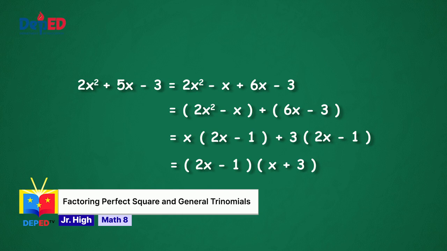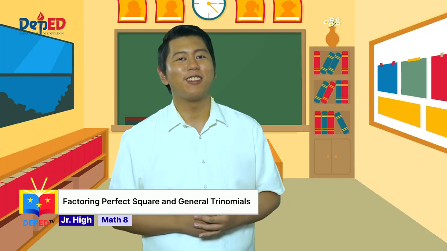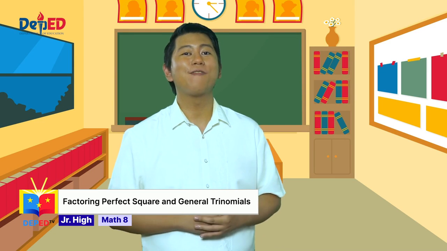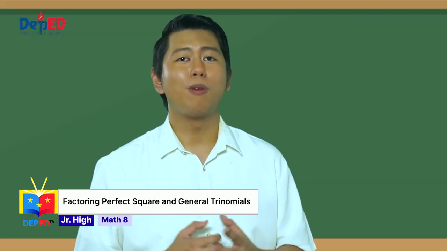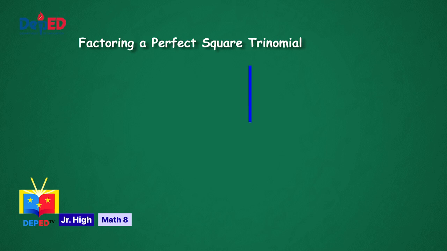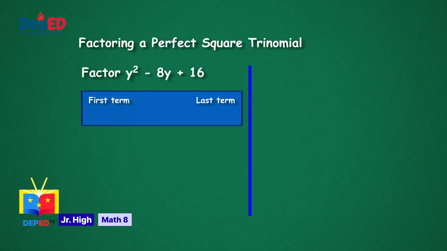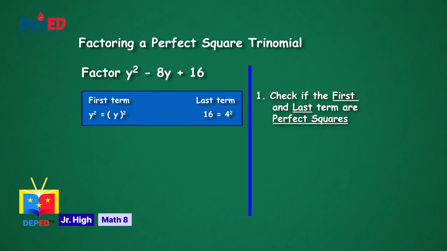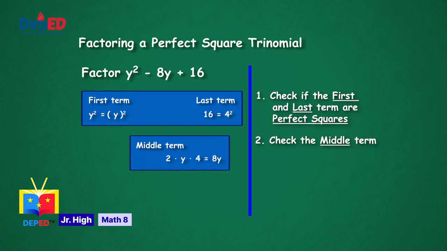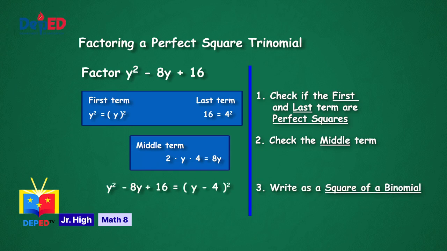That's it for today. We are finished in factoring trinomials. Now let us have a recap. Some trinomials are special, called the perfect square trinomial. To factor a perfect square trinomial, first we need to check the first and the last term if they are perfect squares or can be written as a square of a term. Then twice the product of those terms should be equal to the middle term. The factor of a perfect square trinomial is the square of a binomial.